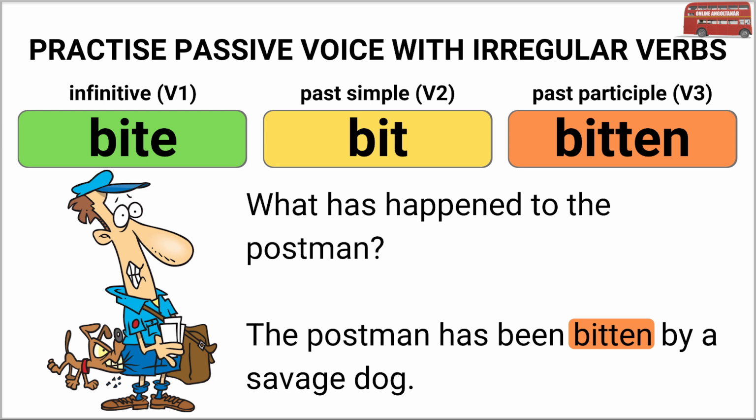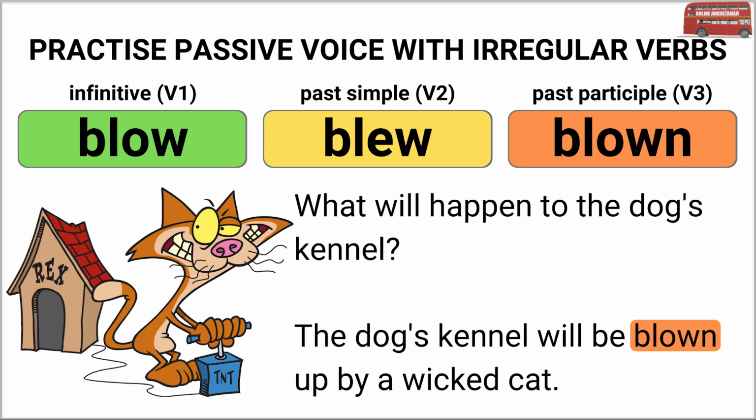Bite, bit, bitten. What has happened to the postman? The postman has been bitten by a savage dog. Blow, blew, blown. What will happen to the dog's kennel? The dog's kennel will be blown up by a wicked cat.